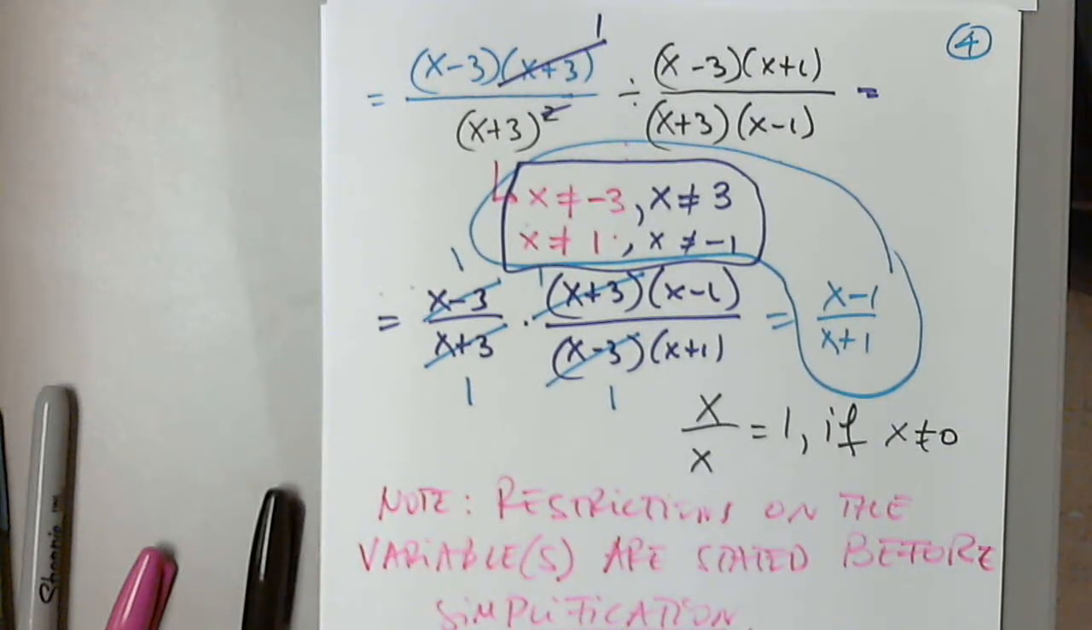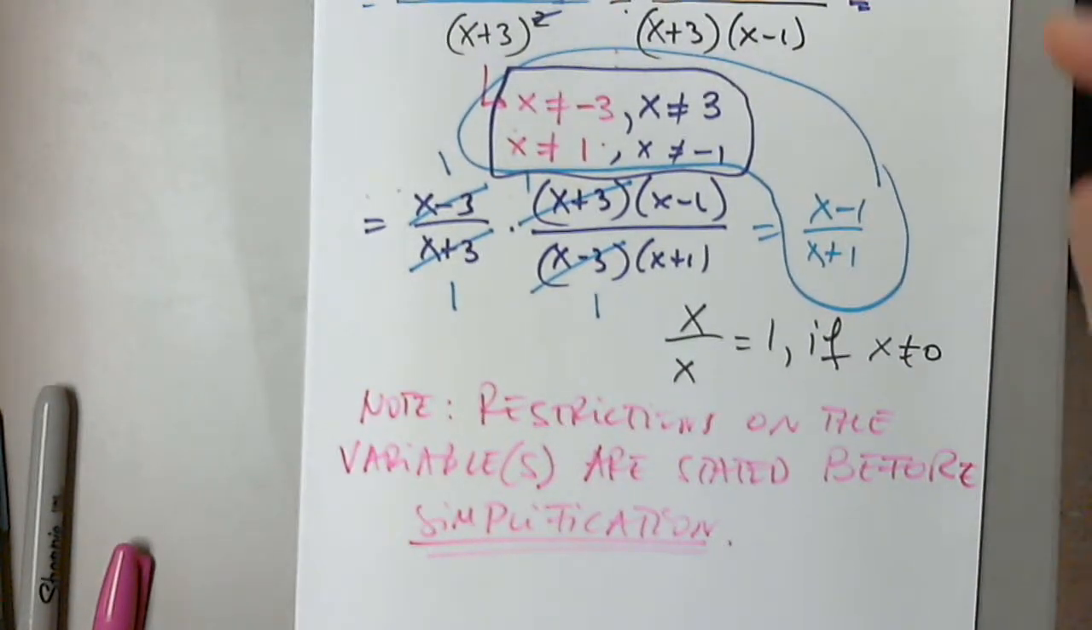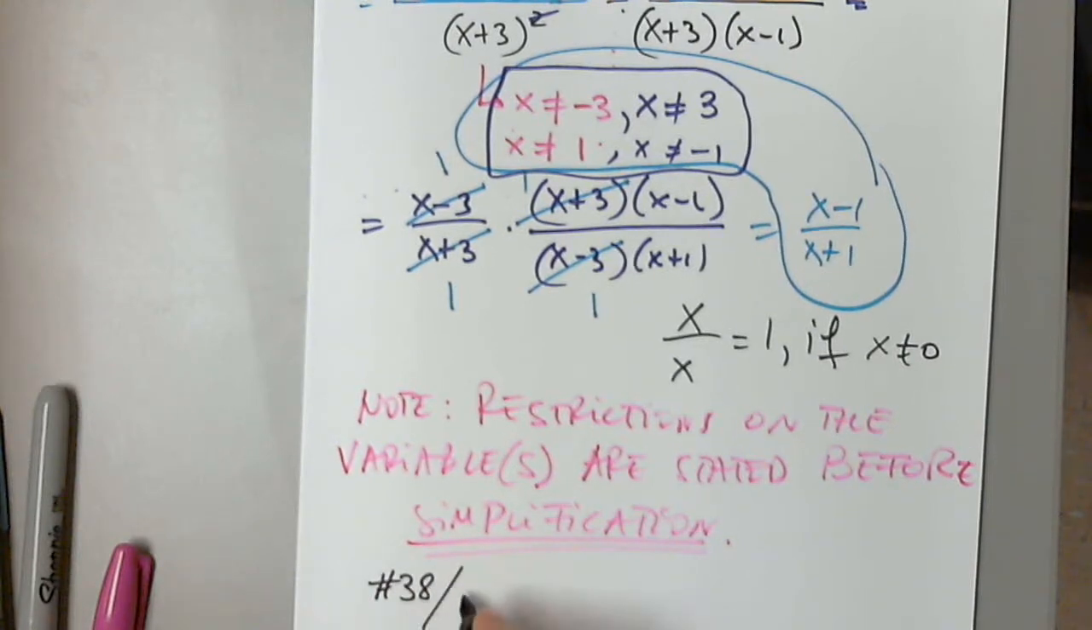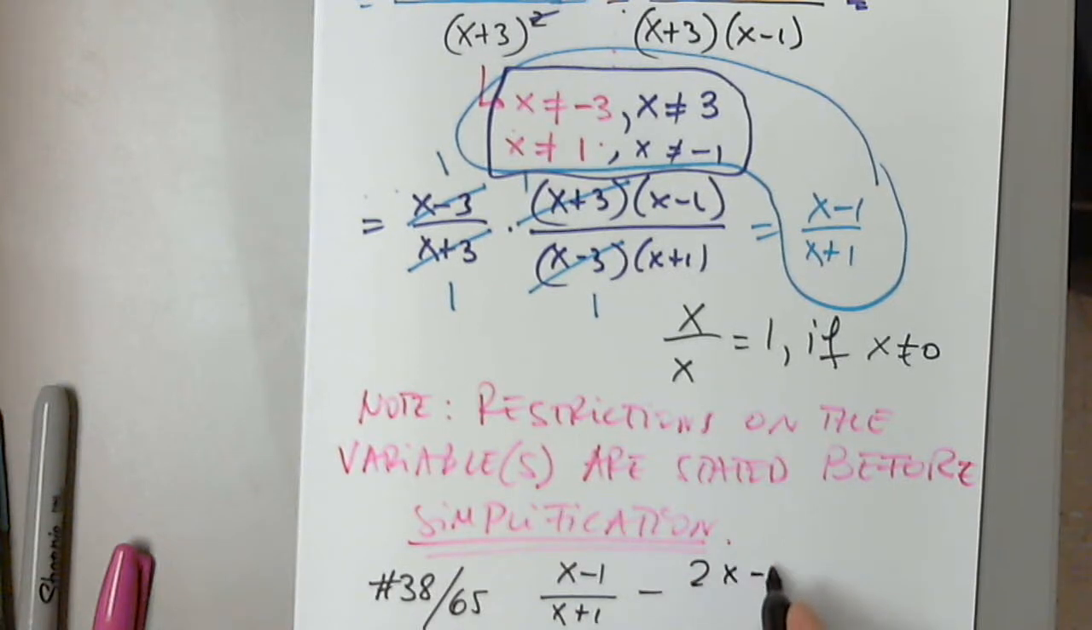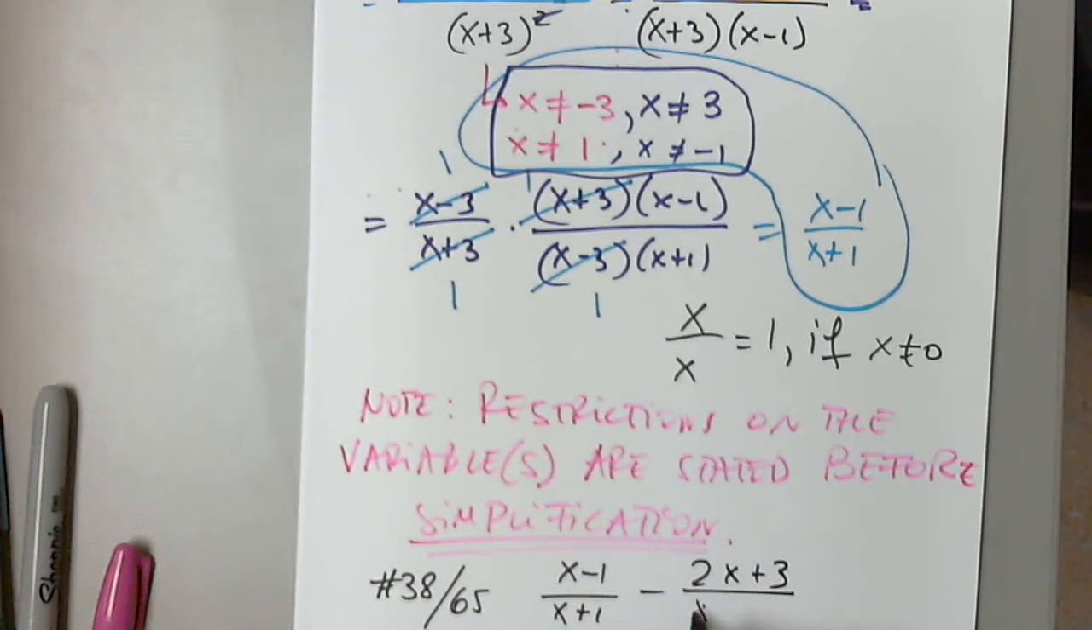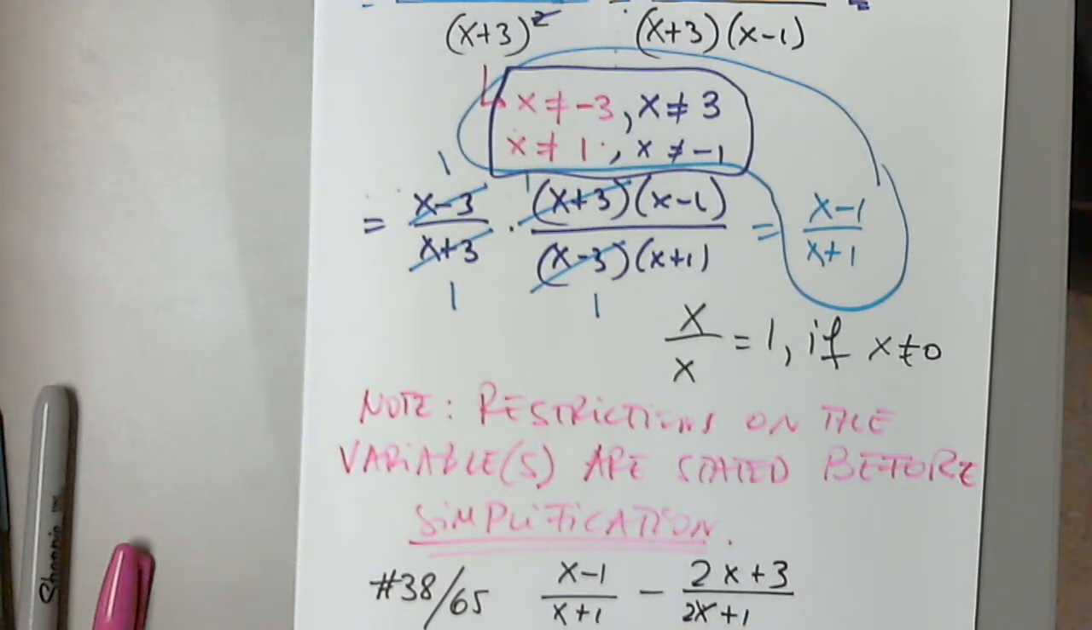Please remember, restrictions are stated before you start crossing out factors. Okay, let's look at 38, and this is from page 65. X minus 1 over x plus 1 minus 2x plus 3 over 2x plus 1. Well, obviously, multiplying and dividing rational expressions is easier than adding and subtracting them. Multiplying fractions is easier than adding and subtracting fractions.